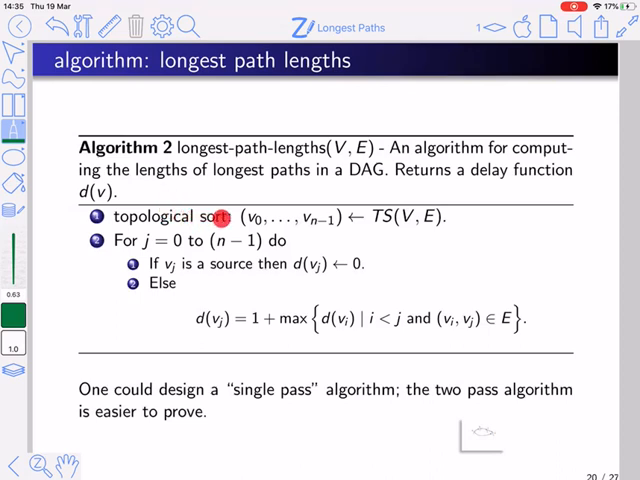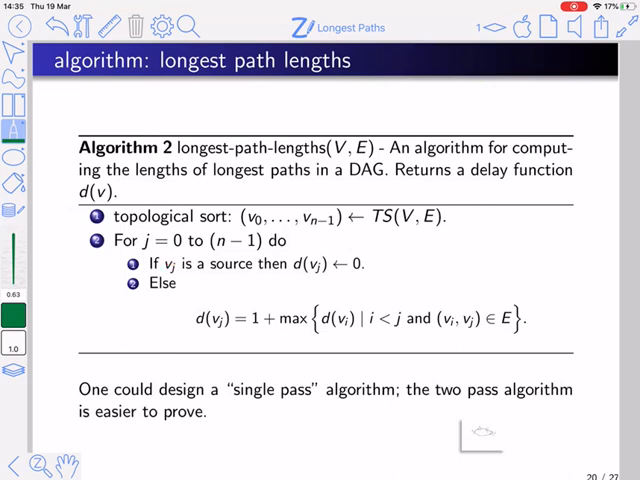Having sorted the vertices of V in topological order, what we do is we scan the vertices one by one from the first vertex until the last vertex. This is what this for loop does. j is an index that goes from 0 to n minus 1. Now, when we look at Vj, we have two options. Either Vj is a source or it's not a source. Well, if it's a source, then we know that the longest path that ends in a source is of length 0 because there are no edges which enter the source. And therefore the delay of Vj is 0. That's an easy case. What do we do if Vj is not a source?